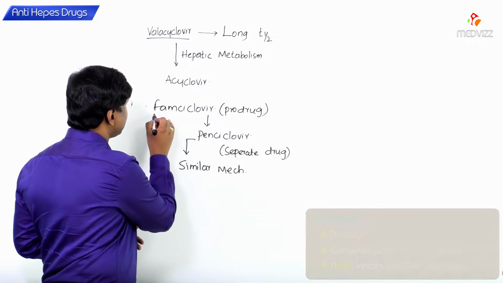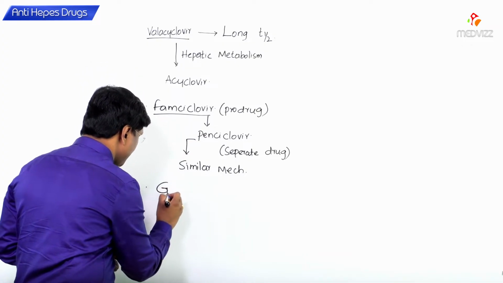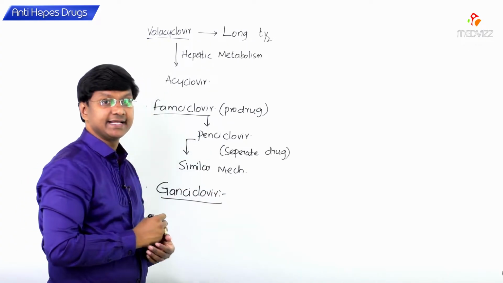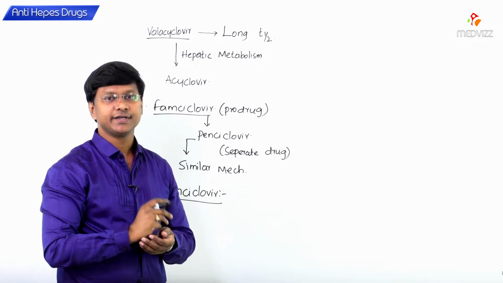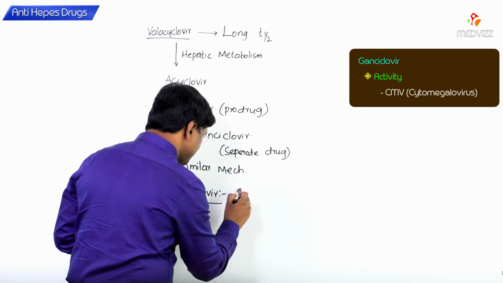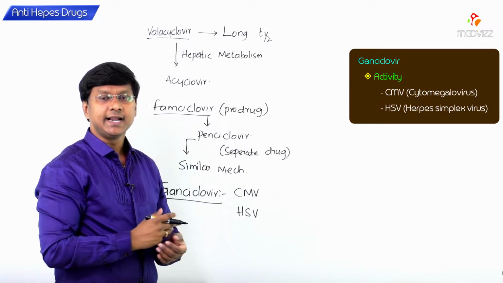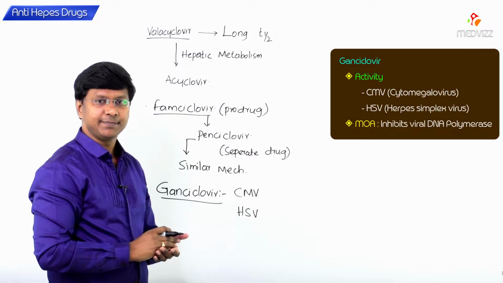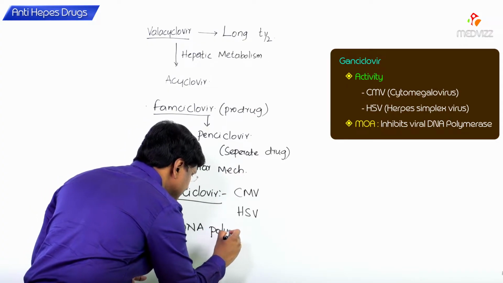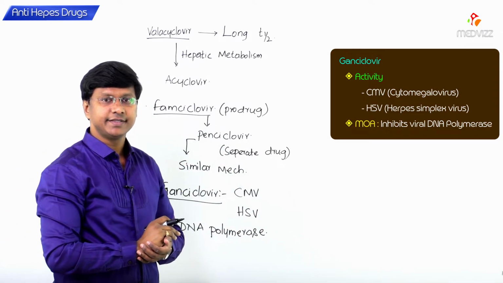Next, after Valacyclovir and Famciclovir, let me take up the other drug, which is Gancyclovir. Remember, it is active against cytomegalovirus as well as HSV infection. So for cytomegalovirus and herpes simplex virus, this Gancyclovir is used. And how does it act? Same thing, it acts by inhibiting the DNA polymerase.